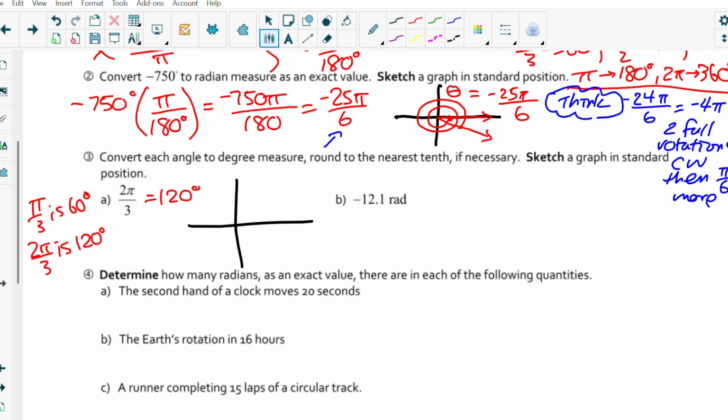Let's sketch the angle in standard position. I have my initial arm. This is a positive angle. I'm going in the counterclockwise direction. 120 degrees, so that's past the 90 mark and then 30 more right there. There's my terminal arm. Theta equals 2 pi over 3.